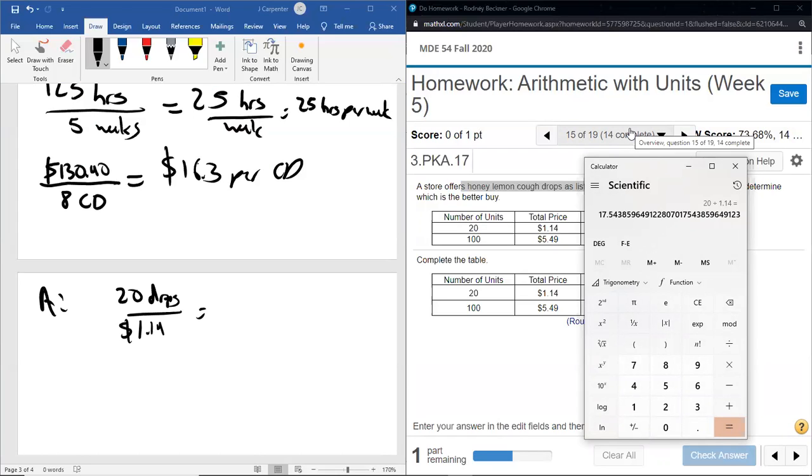Is that $17.54 per cough drop? No, that's how many cough drops you get every time you spend $1. $17.54. Oops, I didn't mean to write the slash. That's per drop. Hold on one second.